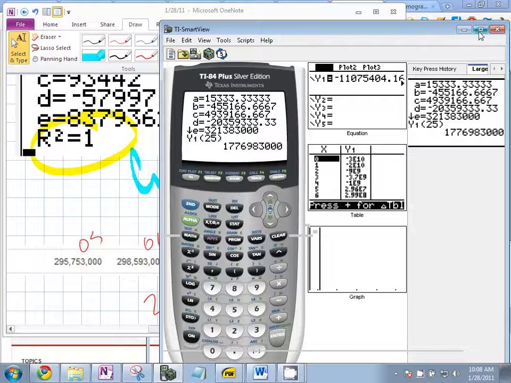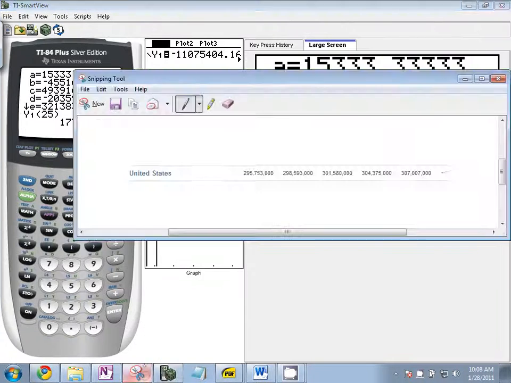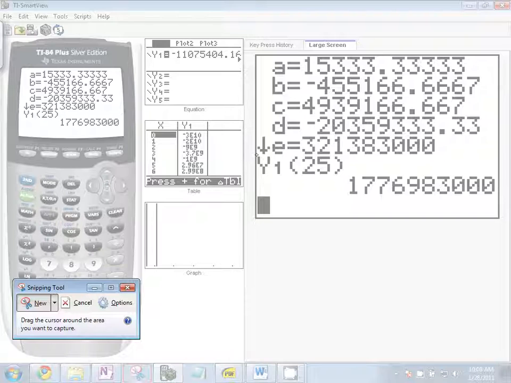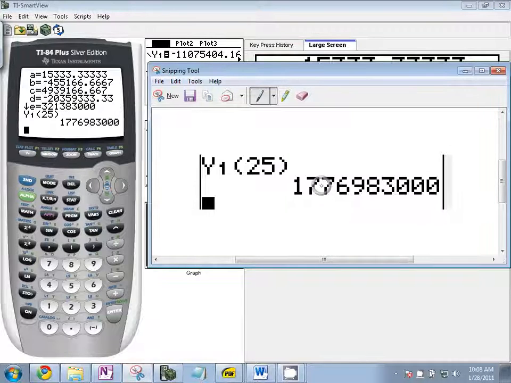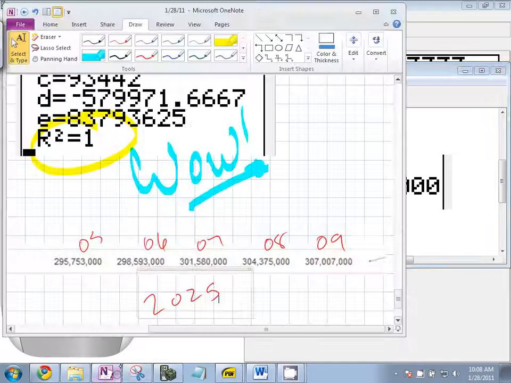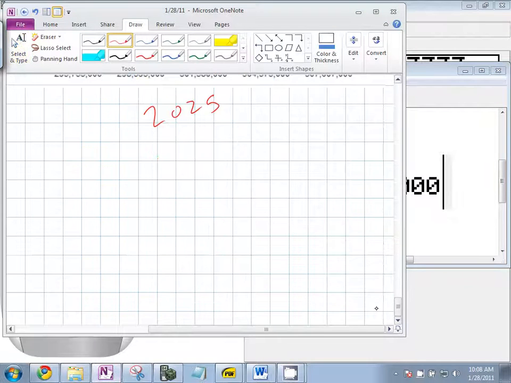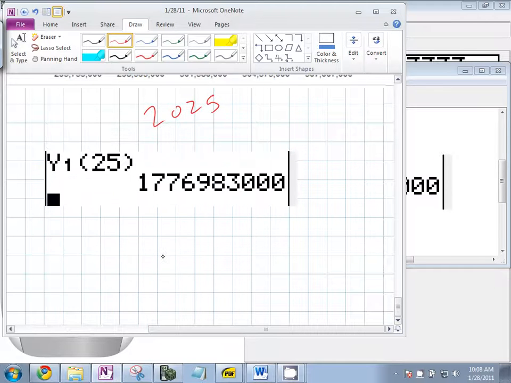But what's interesting about this is how big is that number right there? It's 1 billion people. More than China. Oh, I want to see China. Yeah, let's do China now. Okay, so this right here is almost 2 billion people in the United States alone, if we keep at this population growth rate. Now, that's based on 5 years of data, right?